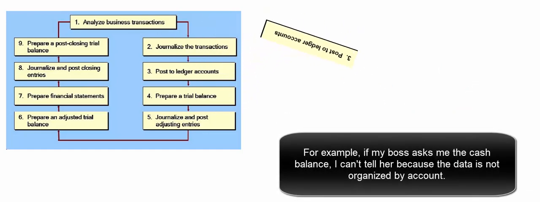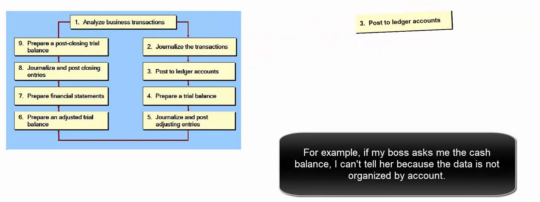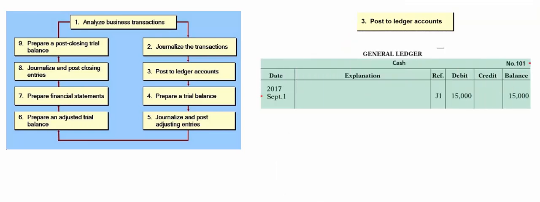So in step 2, we've got everything in chronological order as it happened to us. Step 3, we reorganize that data by posting those journal entries into individual ledger accounts. So a ledger account might look something like this. It's got the account title, it's got the account number, it's got a column for the date, a column for an explanation, a reference. That just tells us which journal page it came from. In this case, it was page 1 of the journal. There's the debit, $15,000, and then the balance in this account. It'll keep a running balance out there in the last column.